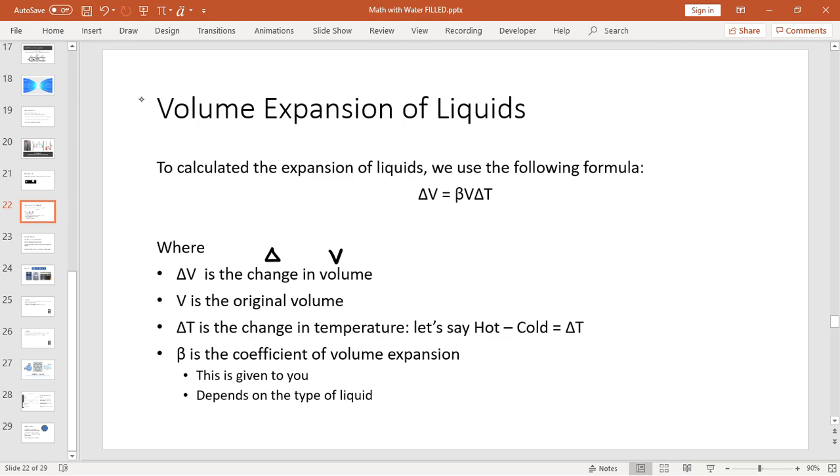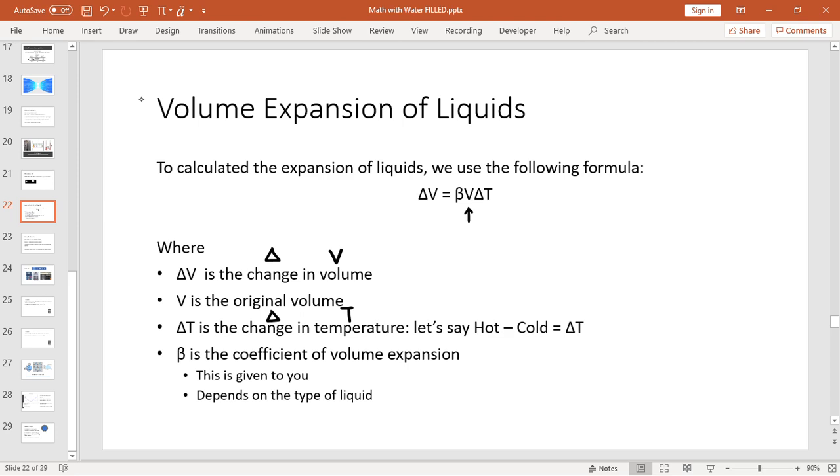Plain old V is the original volume, and this can be in any unit you want. Whatever unit you put into the equation is the unit you're going to get the change in. So if you have centimeters cubed going in, you're going to get centimeters cubed out. If you have liters going in, you're going to get liters out, and so on and so forth. Triangle T is one variable, so these triangles are not separate things.